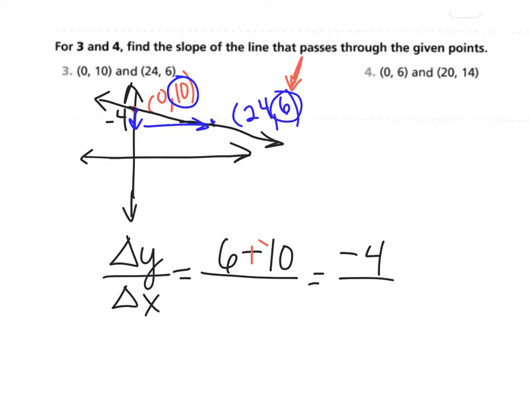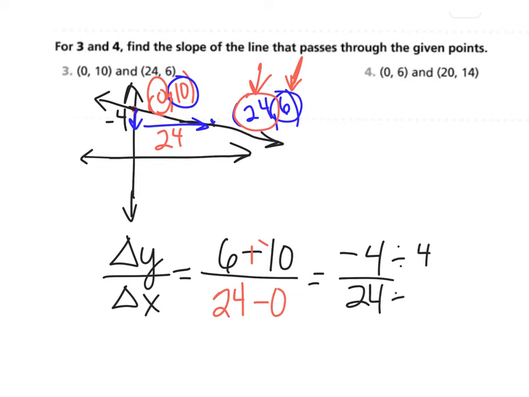And then we look at our change in x. So our x values, we're going from 0 to 24, so we're going over 24. Since we started with the 6 for the y, if we were working this by hand, we would just have to start with the 24 for the x. So 24 minus 0, which is 24. And then we can reduce both of them by 4, and so our slope would be negative 1/6.